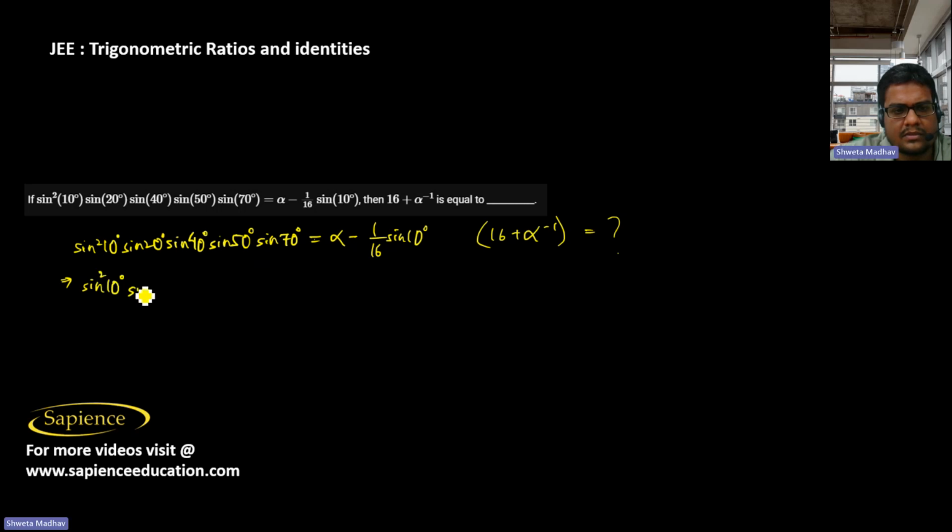Sine square 10 degree, sine 20 degree, sine 40 degree. Now sine 50 degree I can write as cos 40 degree, and sine 70 degree I can write as cos 20 degree. Sine 20 cos 20 is again sine 40 by 2.